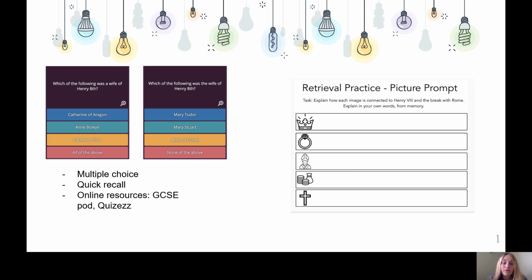But if you can get hold of any of these resources, or if you have them already, give it a go. And then when you're creating your own revision maps and your own revision notes, use these little drawings and little icons to help you out as well. Again, it's another way that the brain can store that information for the length of time that it needs to. So multiple choice, quick recall, and picture prompts could be a really good way to help you out.